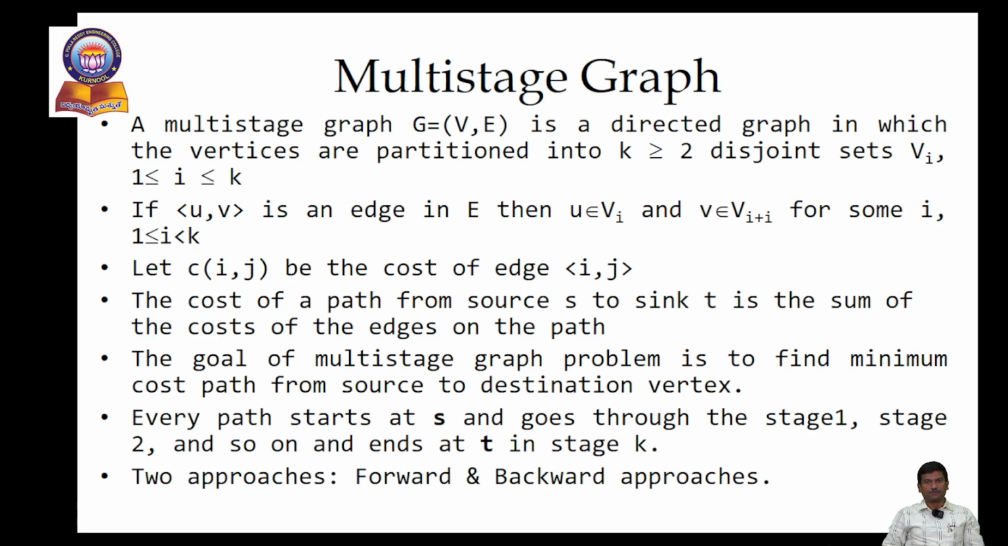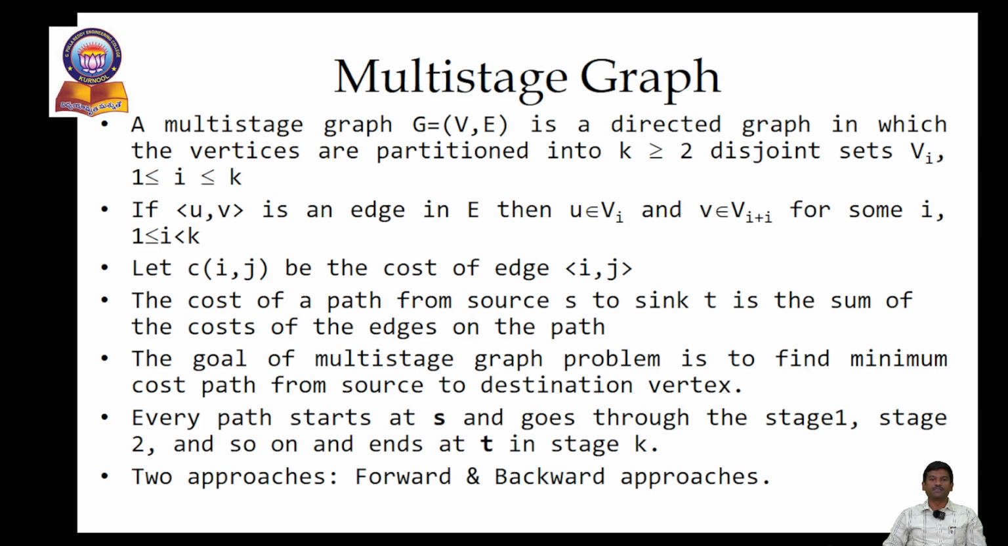So what is actually the multi-stage graph problem? Given a graph which contains a set of vertices and a set of edges, and since we are using the concept of dynamic programming, it has been partitioned into k greater than or equal to 2 disjoint sets. The graph is divided into k stages ranging from stage 1 to the last stage. If (u, v) is an edge in E, then u belongs to Vi, that is, consider u a vertex that belongs to stage i, and v belongs to stage i+1, that is nothing but the next stage.